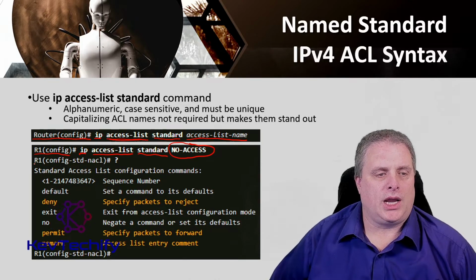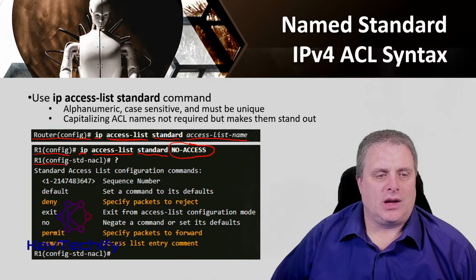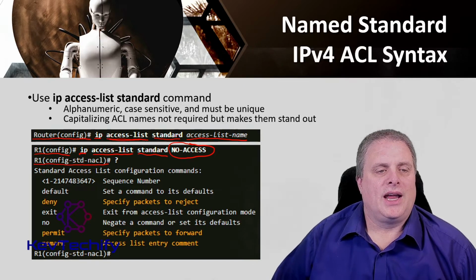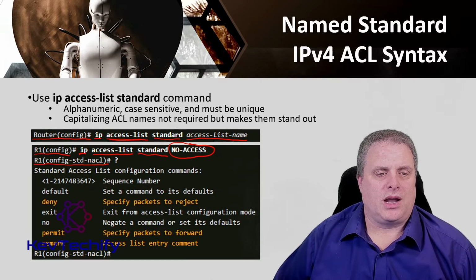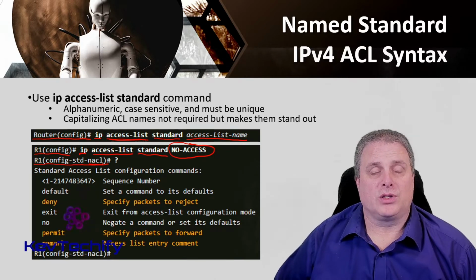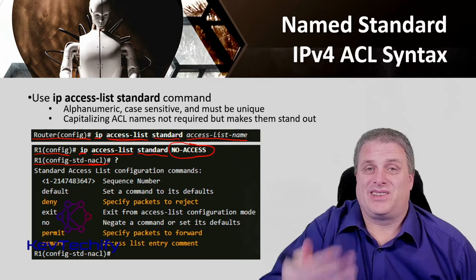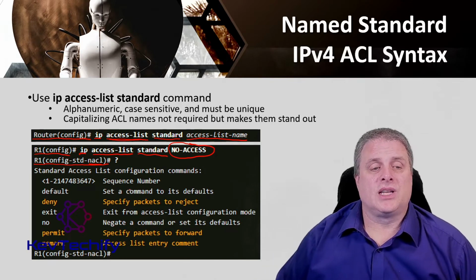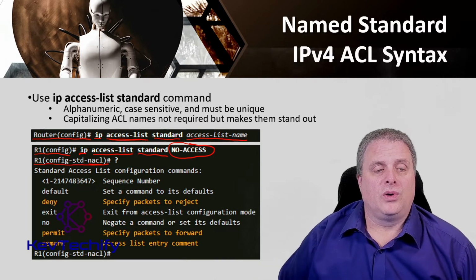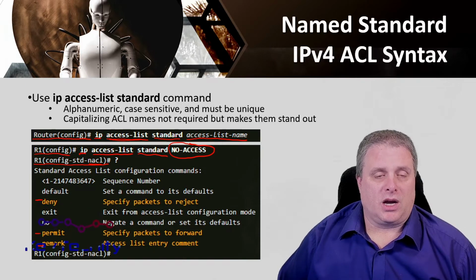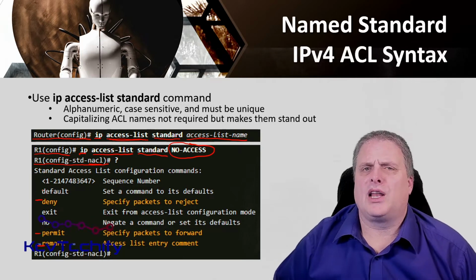Notice our prompt has changed. Our prompt is now changed to show we're configuring a standard named access control list. That's what our prompt looks like. So it took us out of global configuration mode and put us in the standard named access control list mode, and from here we can go through and do our deny, our permit, and our remarks. There are a couple other options, but they're typically not used.